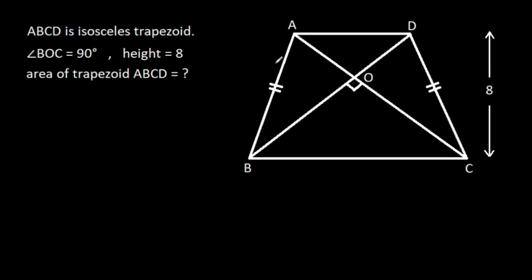In this video, we have been given that ABCD is an isosceles trapezoid and angle BOC is 90 degrees and the height is 8. Then we have to find the area of ABCD.